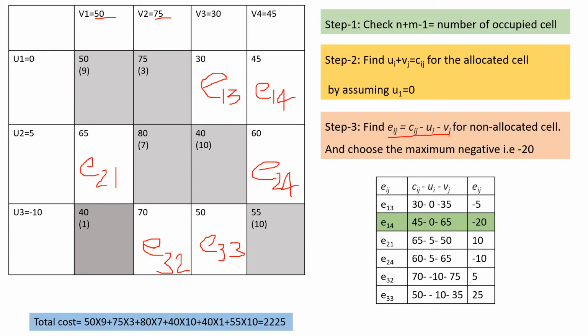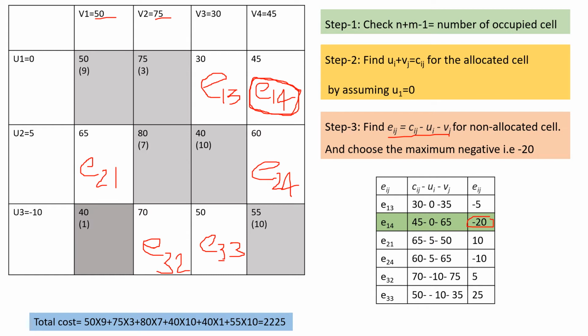Among these values we have to choose the maximum negative, that is minus 20, and the corresponding cell is E14. So E14 becomes our starting cell. Starting from this non-allocated cell, we have to draw a closed loop using the allocated cells as stepping stones, as turning corners.